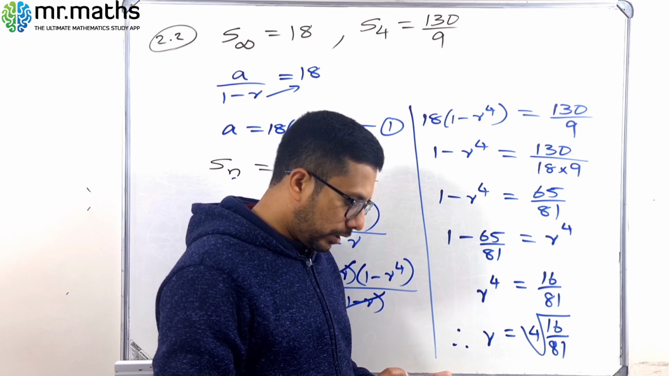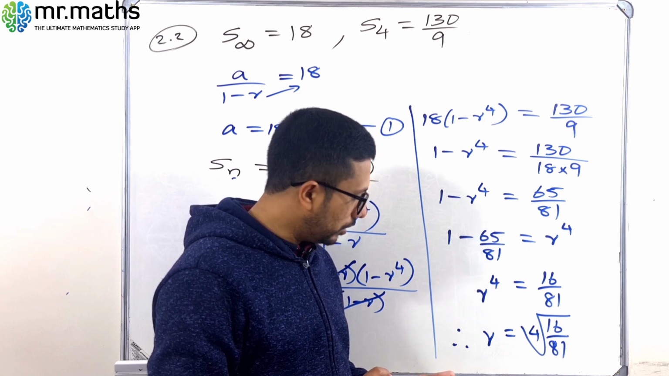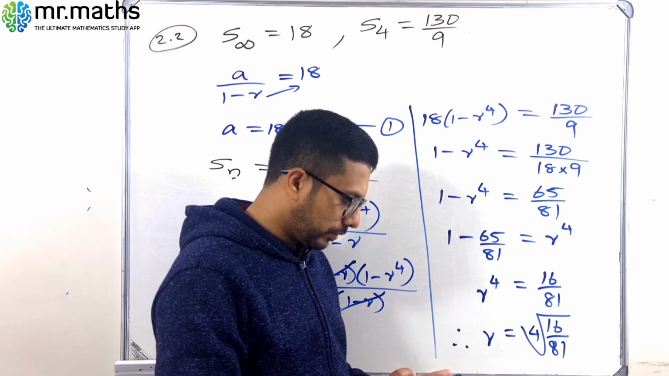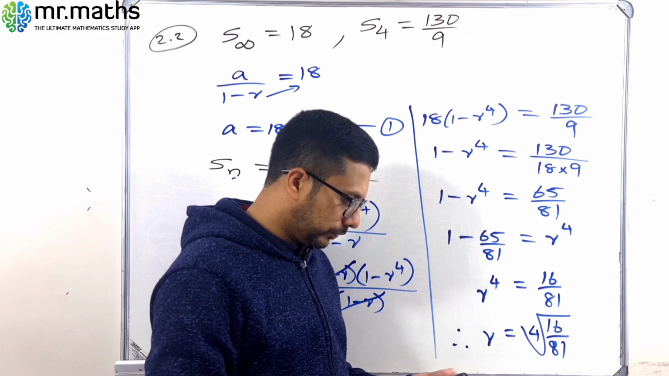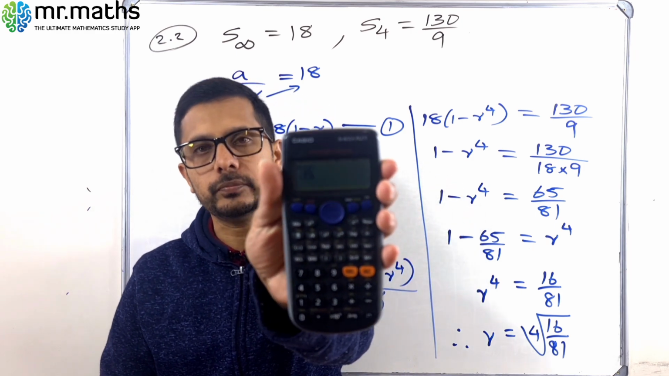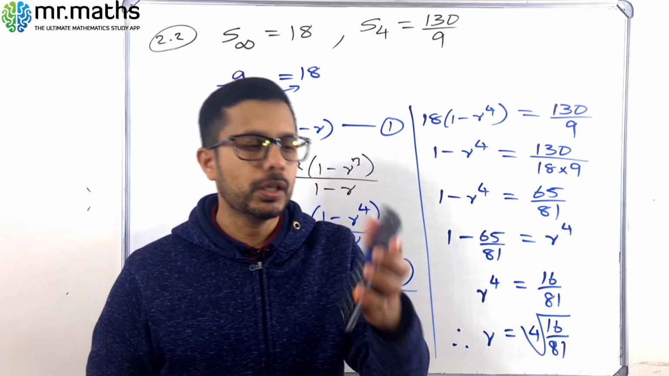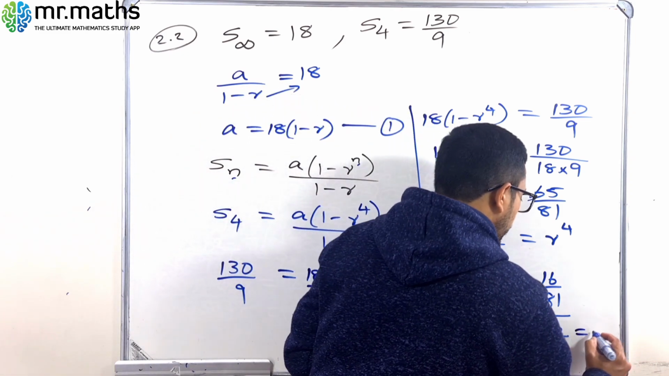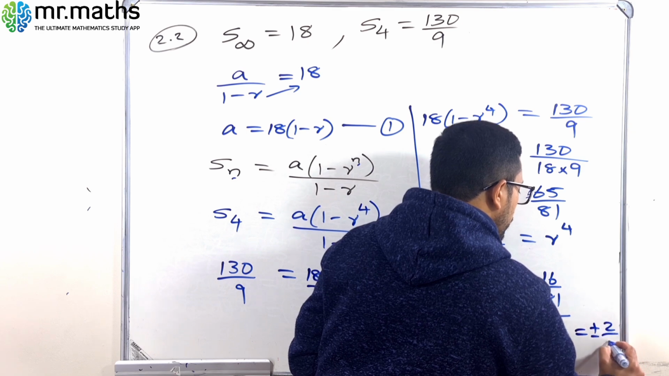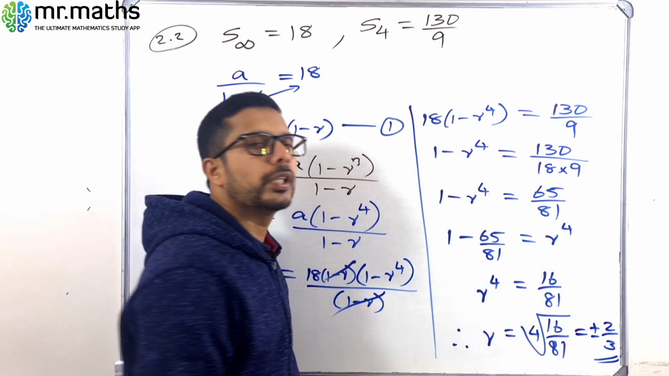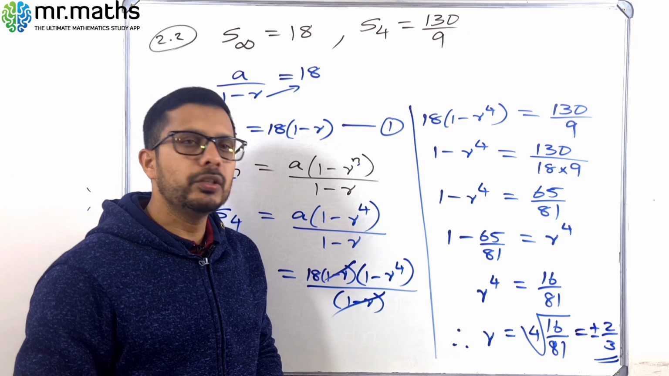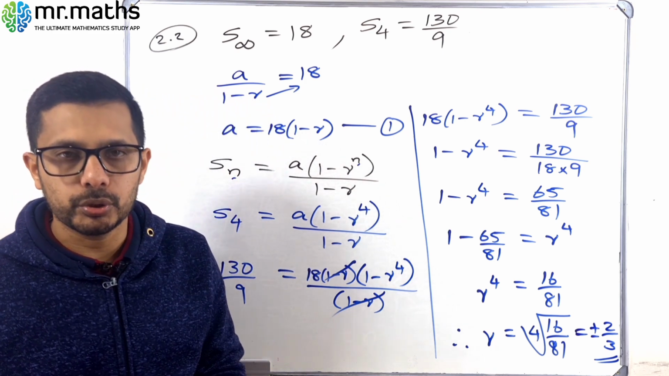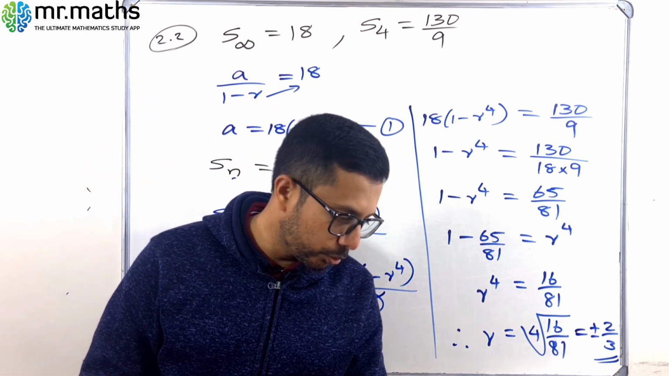On the calculator, press shift and the root button, then inside put 16 by 81. The answer is 2 over 3. Here you have to write both answers, plus or minus 2 over 3. That means the value of the common ratio is either positive 2 over 3 or negative 2 over 3. So that is question number 2.2.